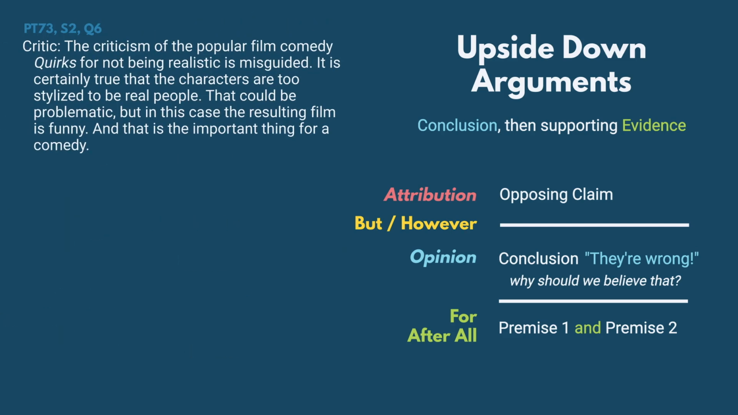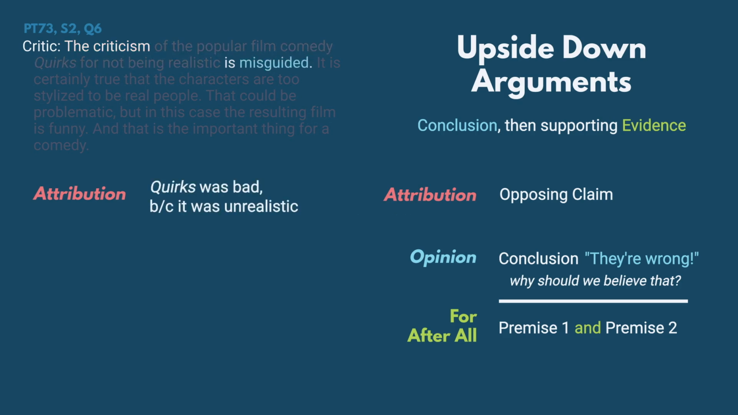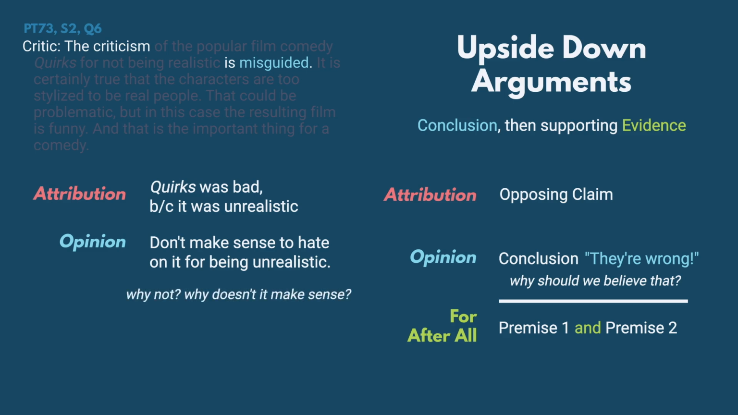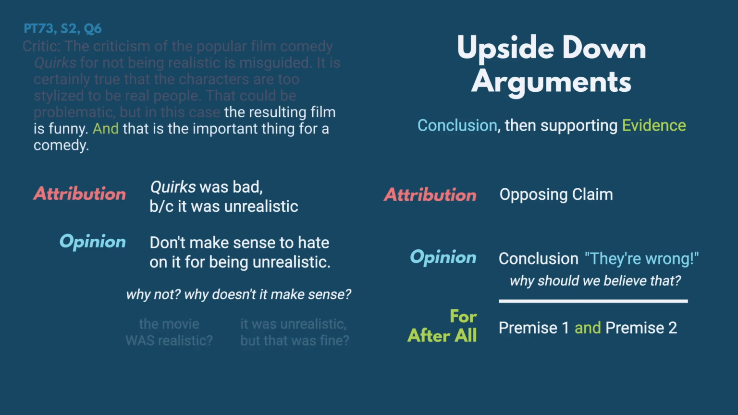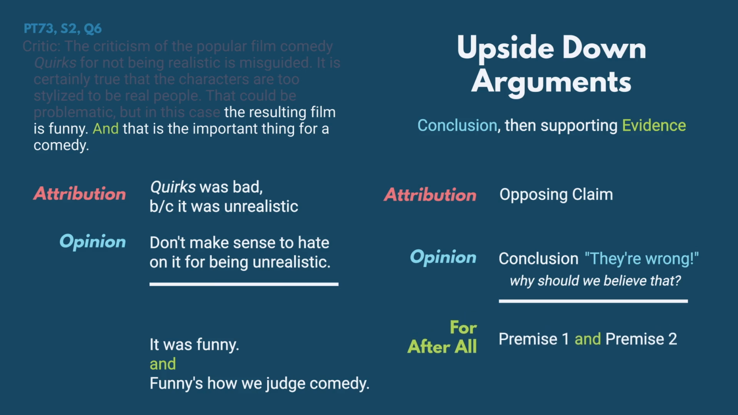So upside down arguments. The first sentence here is giving us an attribution. This movie's been criticized for not being realistic. Do we get an opinion from the author in rebuttal? They're wrong, here's why. She's saying, don't hate on it for being unrealistic. Why not? Why shouldn't I be mad that it's unrealistic? Are you saying it was realistic or that it's unrealistic, but that's fine? The author then provides two ideas connected by and. That almost always means two premises. The support is, the movie was funny, and funny is how you judge comedy. So, yeah, maybe it was unrealistic, but that's fine.